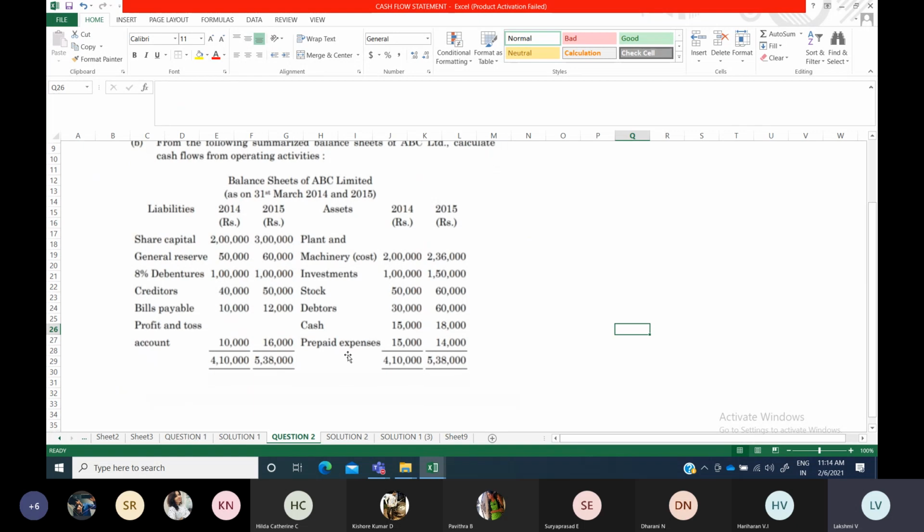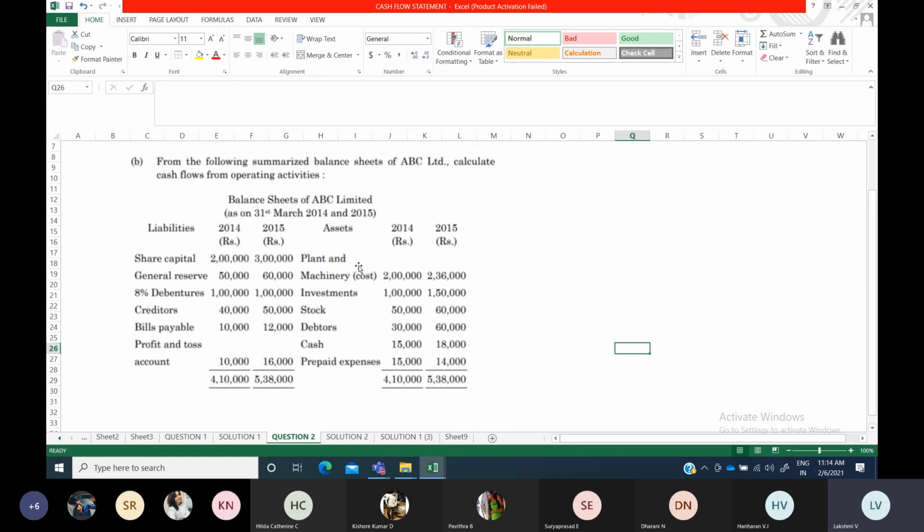Now find out each and every item, where it will appear. If you see plant and machinery, either purchase or sale, it will come under investing activities only. Now we are going to prepare as per Accounting Standard 3. Plant and machinery here they have purchased, so it is an outflow. You have to show 36,000 within brackets in investing activities.